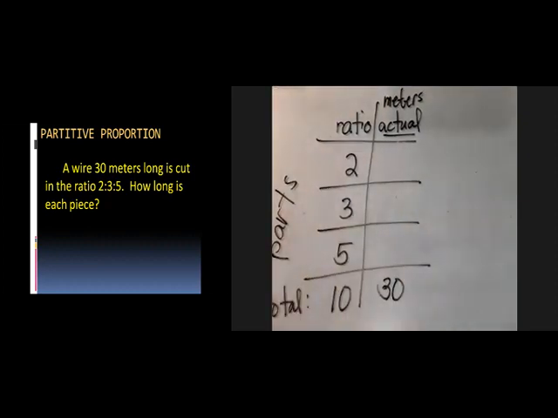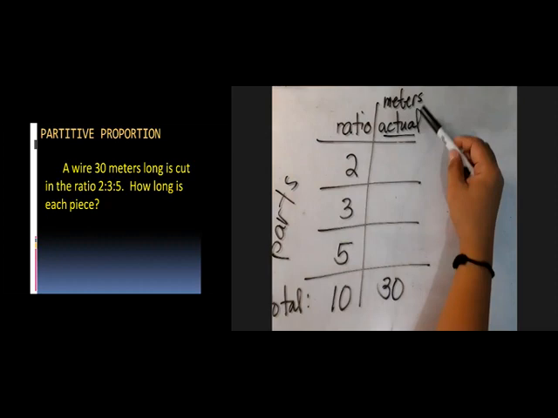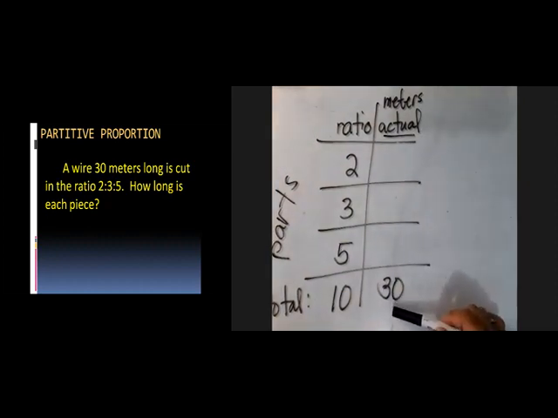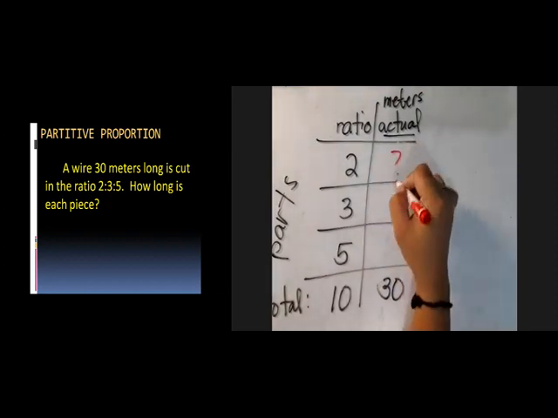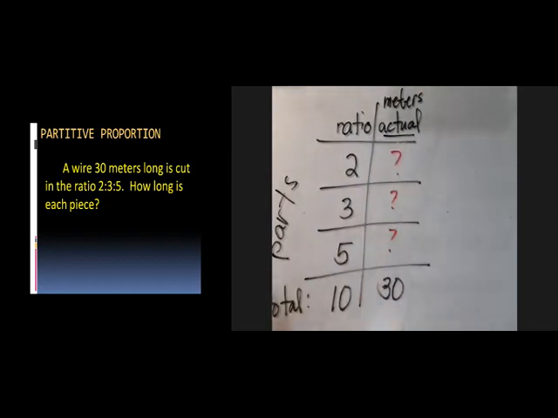Okay. Meters. The actual measurement is in meters. So, that is 30. So, ang hinahanap natin, ang tinatanong is how long is each piece. So, lahat itong tatlong ito ay question mark. Or, we can have variables for this. Or kung ayaw naman ninyo, let's stick to question mark. So, how do we solve this problem?